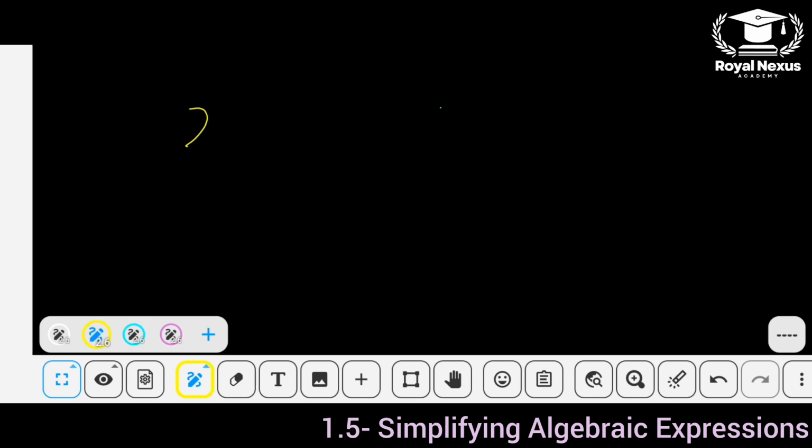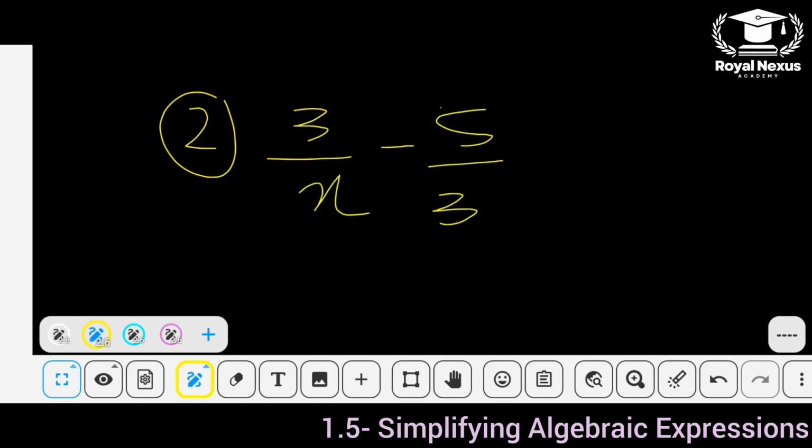Moving on to the second question. The second question is 3 upon x minus 5 upon 3x. Now in this question the denominators are different. The technique to solve this type of question is that you need to multiply this denominator with the numerator of the other fraction and this denominator with the numerator of this fraction. It's basically called cross multiplication of denominator and numerators.